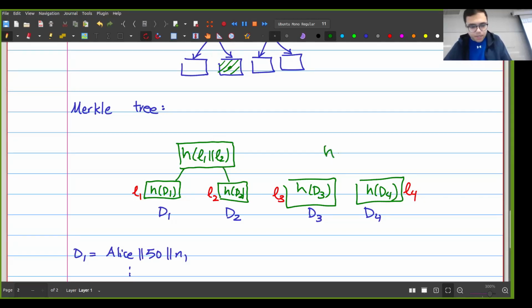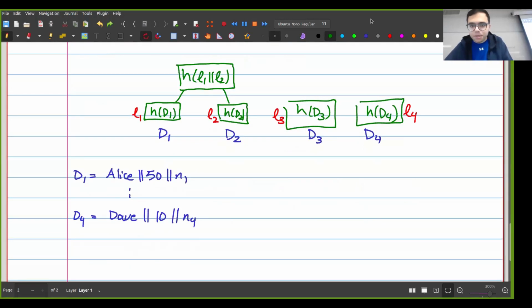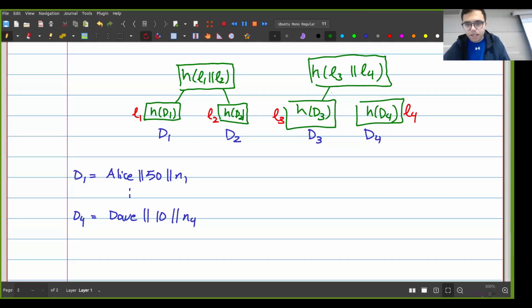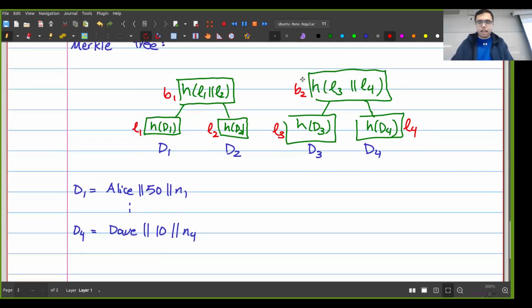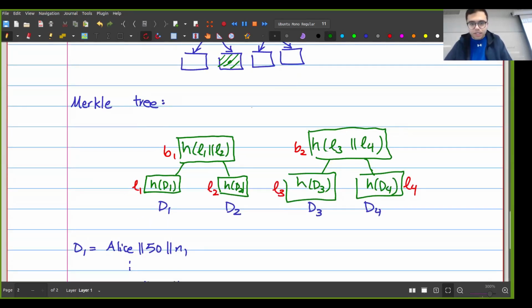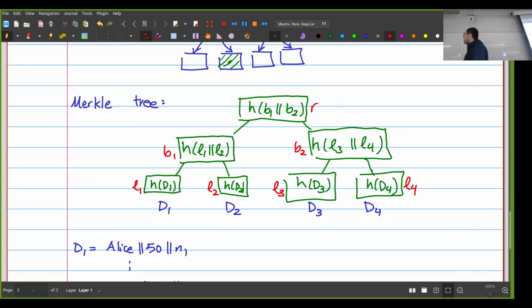And here I do the same thing. I have to scroll up in order to be able to write. So hash of L3 concatenated with L4. Okay. Let's give these some other names. Let's call this one B1 and let's call this one B2. I will finally have a root, which has the hash of B1 concatenated with B2. And this is my root. Let's call it R.